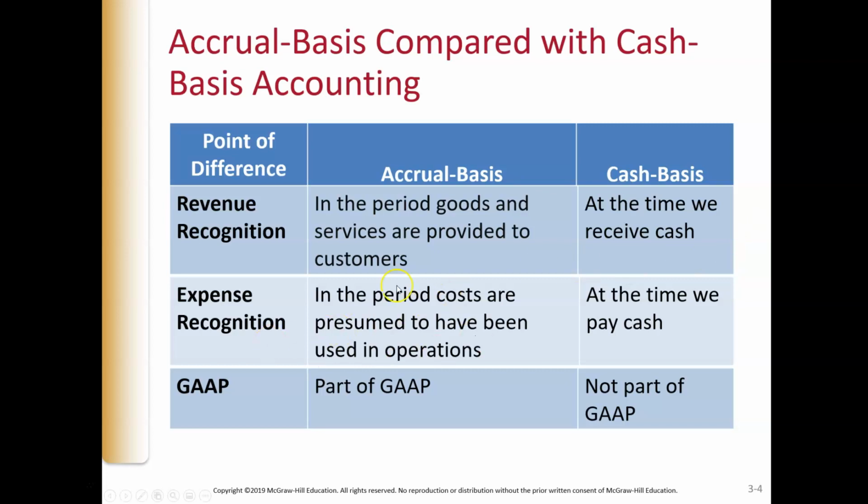The same thing with expense recognition. We record expenses under the accrual basis of accounting when we incur those expenses or use those things. But under cash basis, we don't record expenses until we actually pay cash. Now, accrual basis accounting is GAAP, generally accepted accounting principles. Cash basis accounting is not GAAP. So if you're using cash basis accounting, you're not following GAAP.